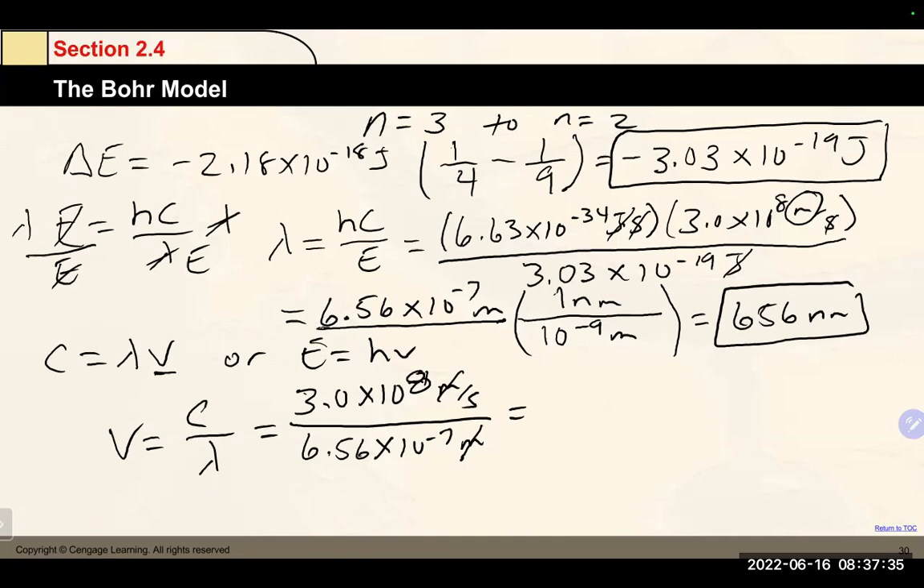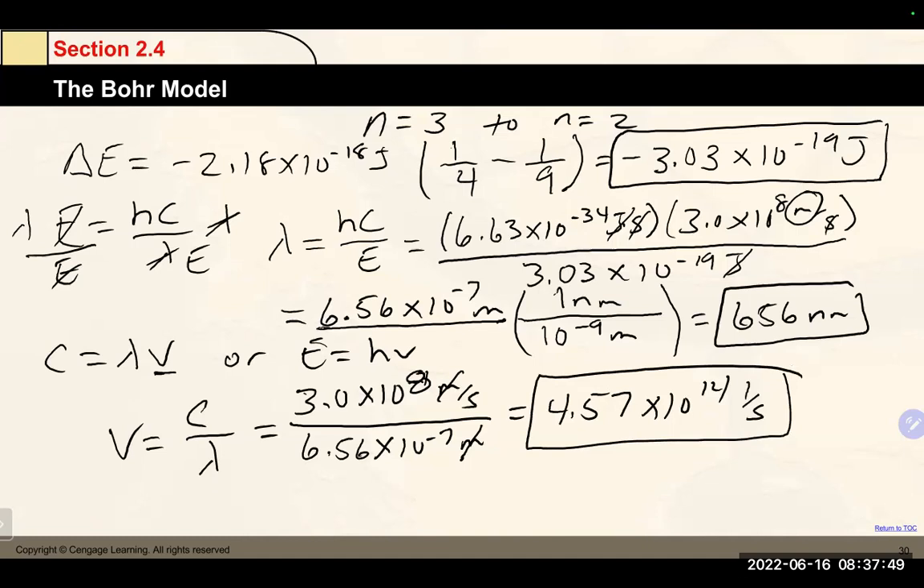And that will get us 4.57 times 10 to the 14 reciprocal seconds in this case. Or you could also write s to the minus 1 if you like, or use hertz if you like that even better. Any question on any of those calculations? We will do thousands of them coming to the lab here today. All right.